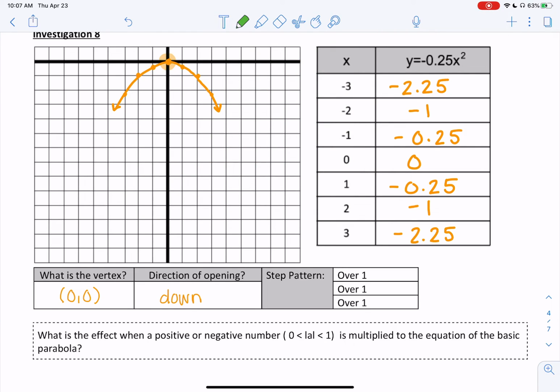And again, with these decimals, it's very difficult to see. If you were given one on a test or quiz, it would be a lot clearer, or you would figure it out in a different way, which we'll get into later. But for our purposes right now, we'll just look at the step pattern. So we go over 1, down 0.25. Then we'll go over 1, down 0.75. And then we'll go over 1, down 1.25.